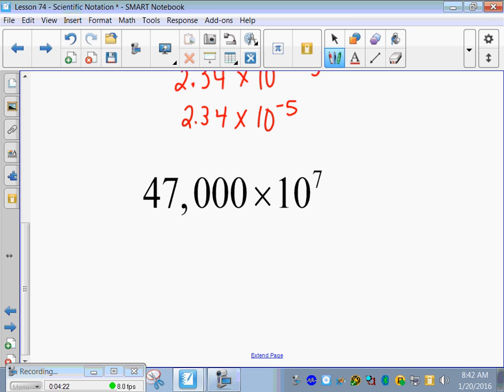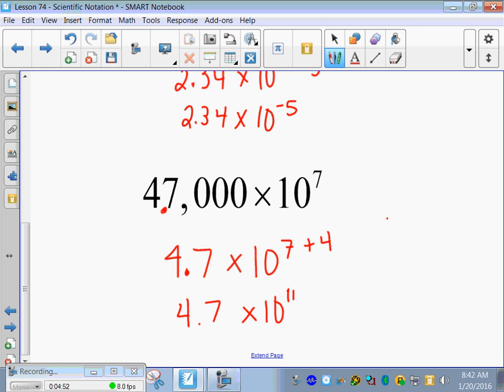Lucas, where should I put my decimal? Between 4 and 7. Yep, so 4.7. Okay, we have times 10 to the 7th already, but Monica, how many spaces do we need here? 4. And Isaac, add or subtract? Yep. A positive 4 would get me back to here. So 4.7 times 10 to the 11th.